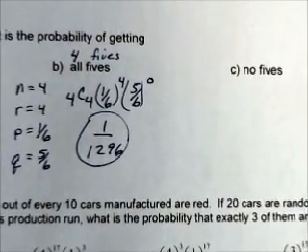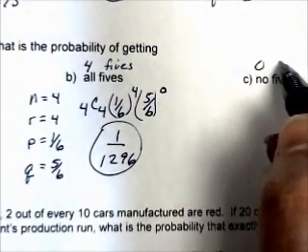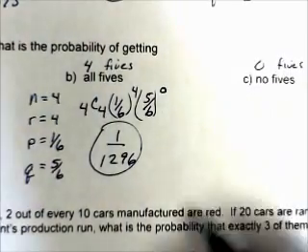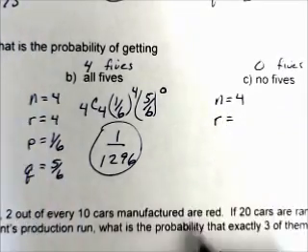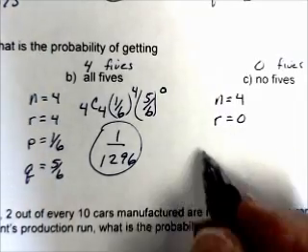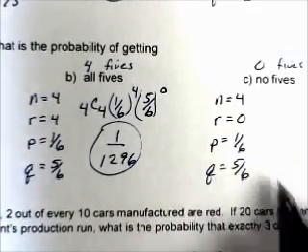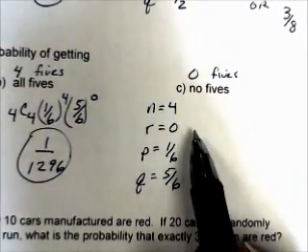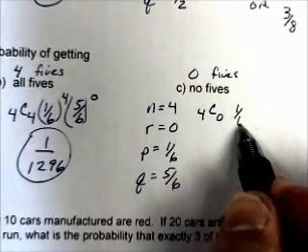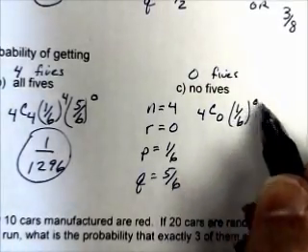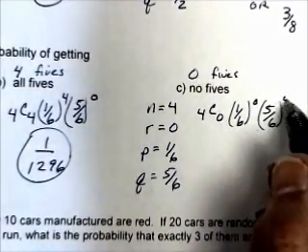And C is asking for the probability of getting no 5s. So 0 5s. Number of times it's rolled, it's still 4. Number of successes we're looking for, our r value is 0. Probability of getting a 5 is 1/6, and the probability of failure, that it's not a 5, is 5/6. And now we substitute these values into our formula above. nCr, so 4C0, p 1/6 to the r, 0, and q 5/6 to the n minus r, 4 minus 0, which is 4.